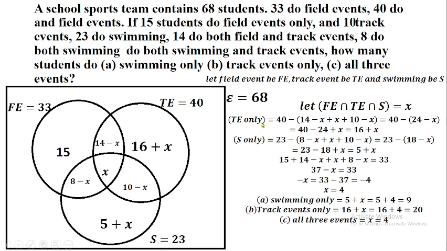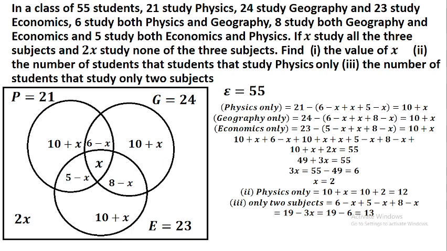Let's see another question to help us understand the Venn diagram of 3 subsets better. Now, in a class of 55 students, that means the universal set is having 55 elements, and that's what you have here. 21 study physics. So in physics as the set, we have 21 elements there. 24 study geography. Geography, you have 24 elements, and 23 study economics. So economics has 23 elements in it.